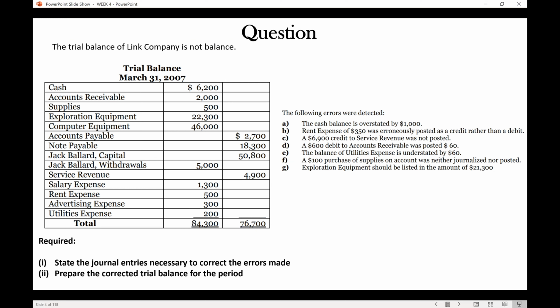So you have your errors from A to G, and the requirement states: one, journal entries necessary to correct the errors made. And two, after you've done that, you're going to be preparing the trial balance for the period.